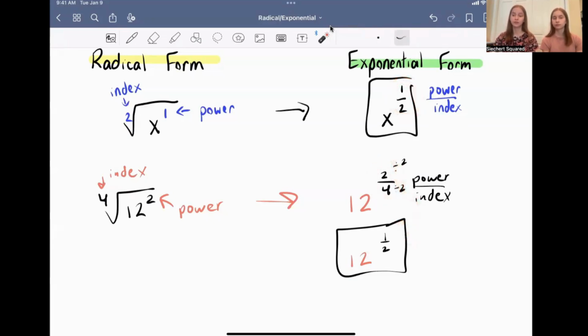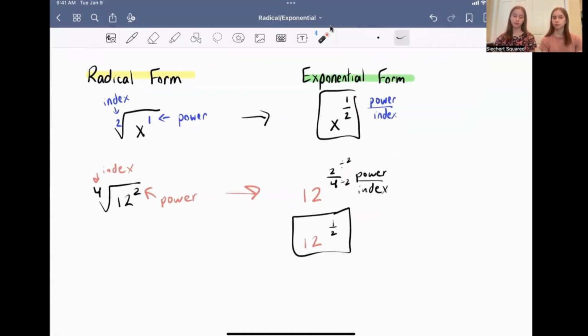Okay, so now our next example, again, we're going to be taking something from radical form and converting it into exponential form.